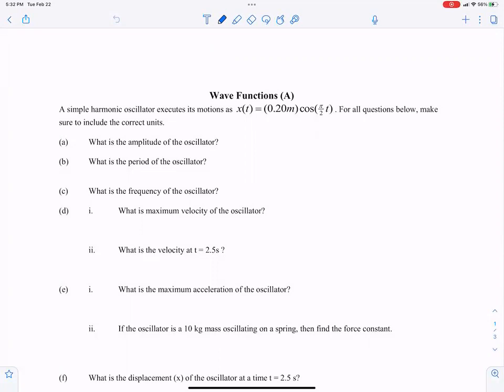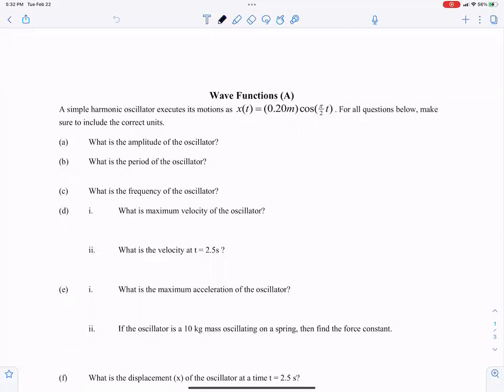Let's begin. A simple harmonic motion oscillator executes its motion as x as a function of time equal to 0.20 meters times the cosine of pi over 2 t. For all questions below, make sure to include the correct units. Let's first begin by acknowledging the fact that we are looking at a cosine function.